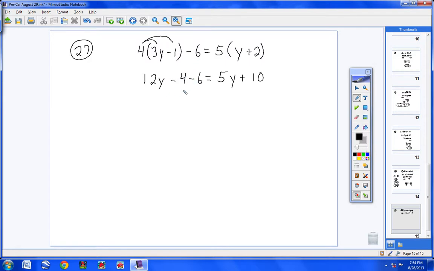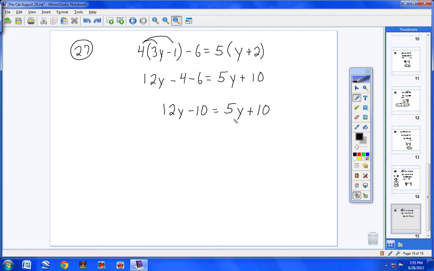Hey, I see some more like terms. Look, here's a constant term and here's a constant term, a negative 4 and a negative 6. So now I have 12y minus 10, because the negative 4 and a negative 6 is negative 10. And of course, you still cannot do anything to the right side, so we're going to bring that down. Now, notice we can take this left side no further because there's unlike terms. Okay?